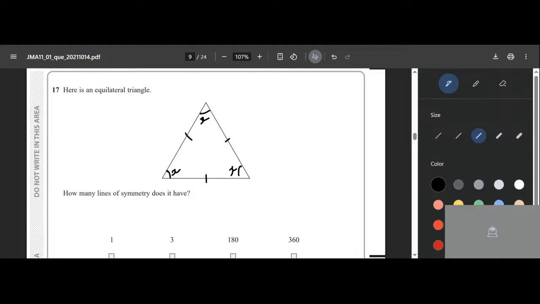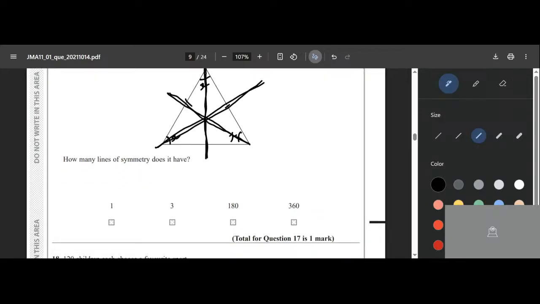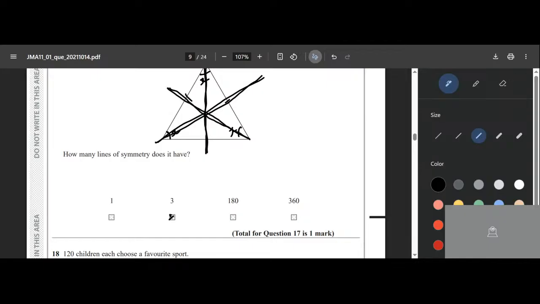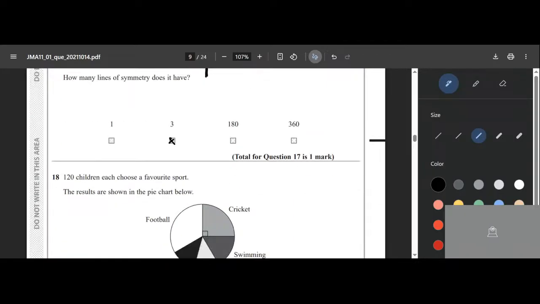A symmetry line is a line that cuts a shape into equal parts. So if I decide to cut it from this point, they will be equal on both sides. Also, I can decide to cut it from this side. They will be equal. Also, I can decide to cut it from this side. They will be equal. So how many lines do I have? I have the first line, the second line, and the third line. So we have 3 lines of symmetry on this image. Question 20.